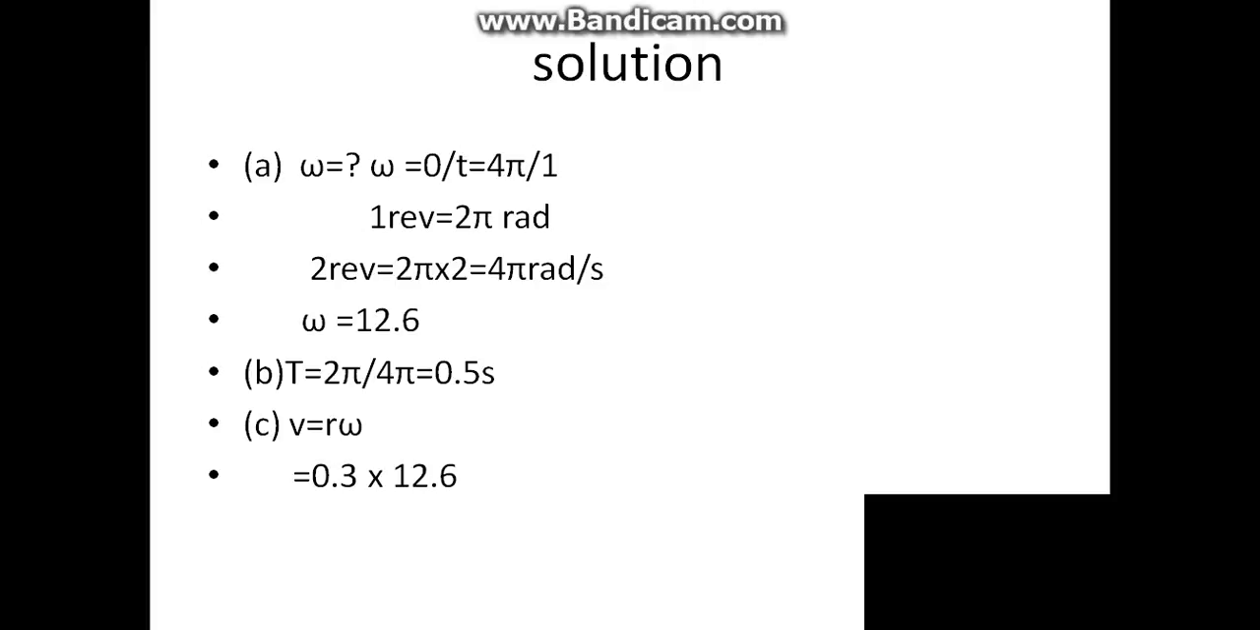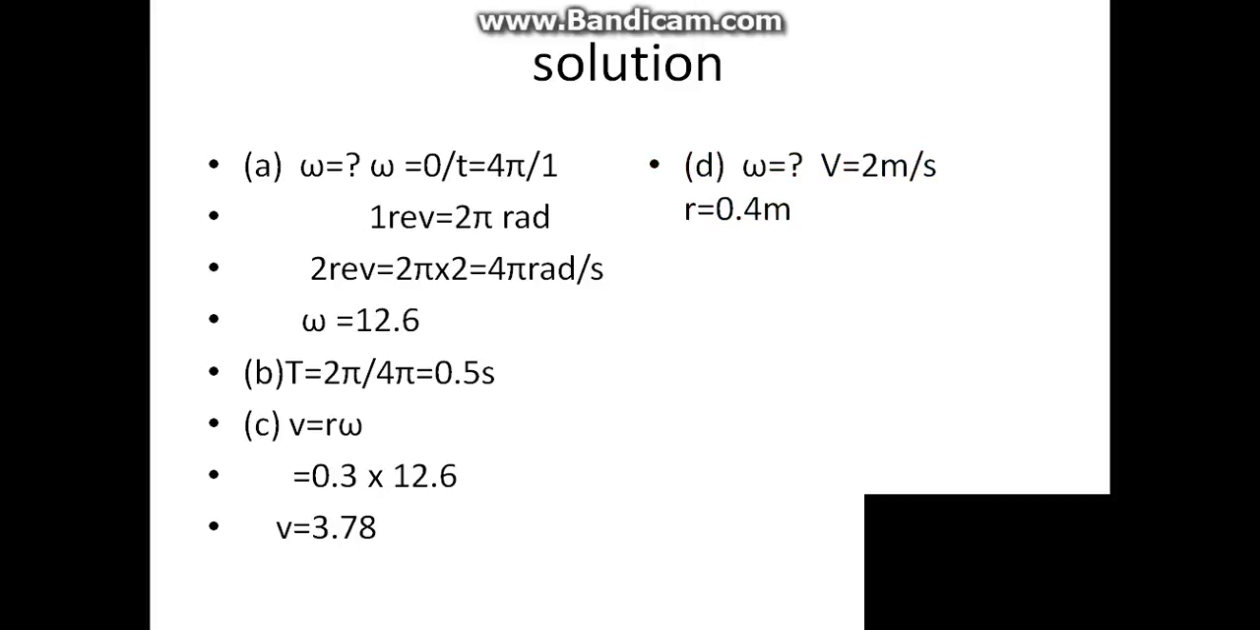Then, if we are looking for the velocity and we substitute the figures into the unknown values, we have that v is equal to radius times phi, which is 0.3 times 12.6. v is equal to 3.78.